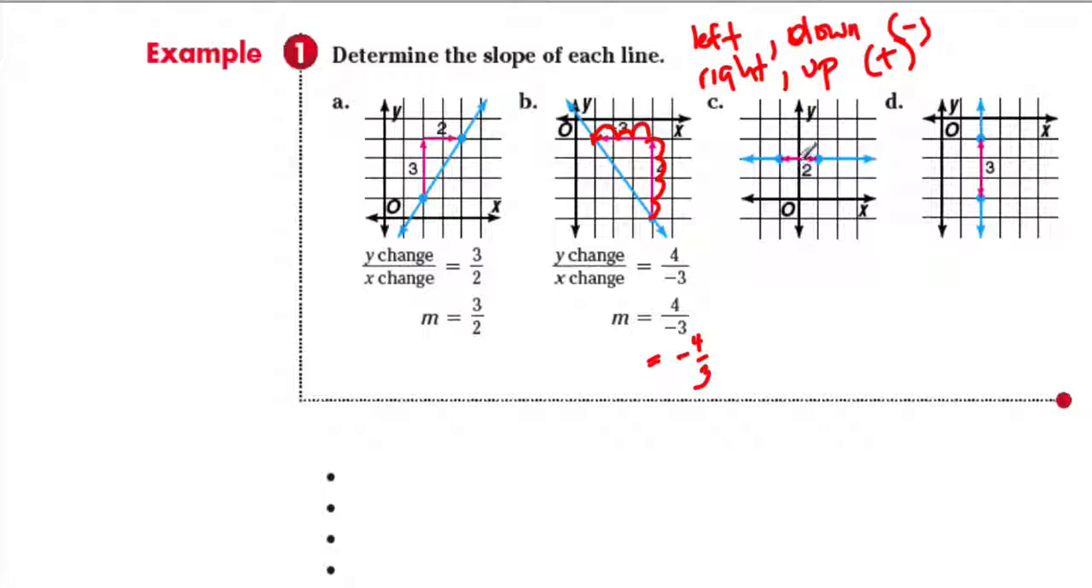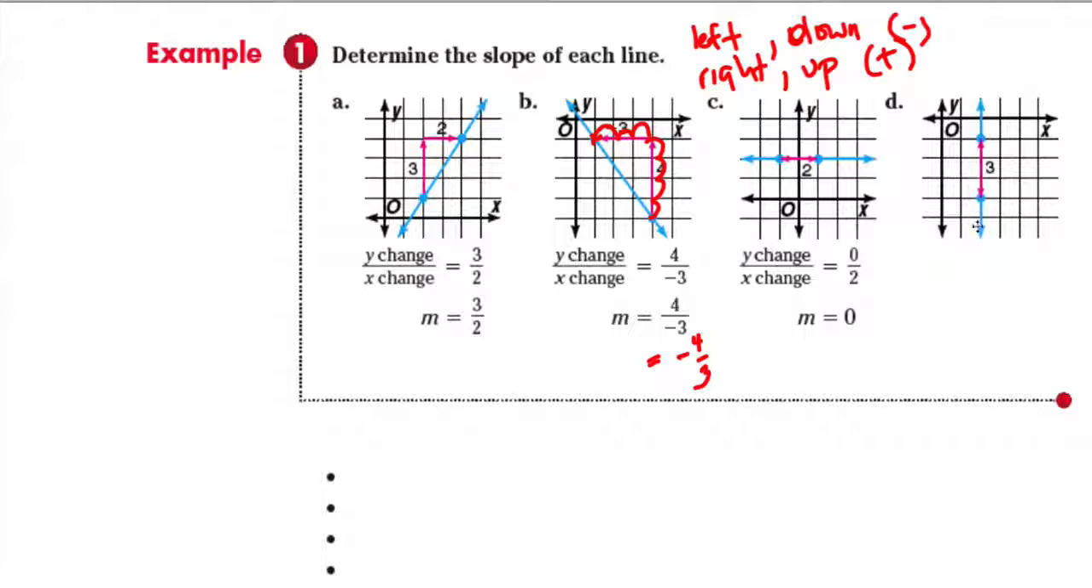Okay, let's take a look at letter C. In letter C, you have a horizontal line. And if you notice, in a horizontal line, there is no rise. That means that there is no change in y, which is 0. But the change in x would be 2 units right here. So the slope would be equal to 0.